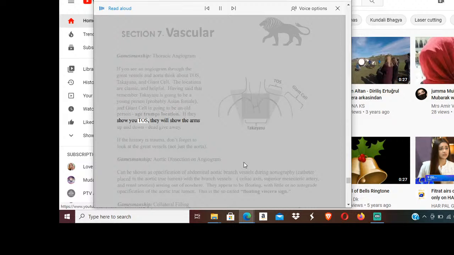If they show you TOS, they will show the arms up and down, dead giveaway. If the history is trauma, don't forget to look at the great vessels, not just the aorta. Gamesmanship: aortic dissection on angiogram.